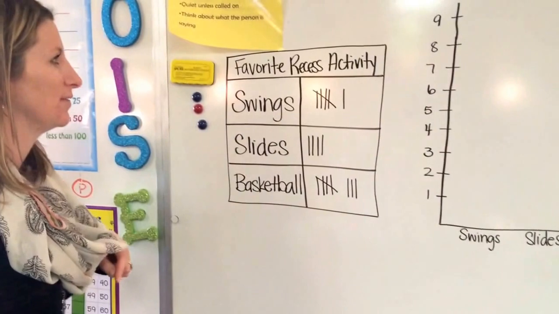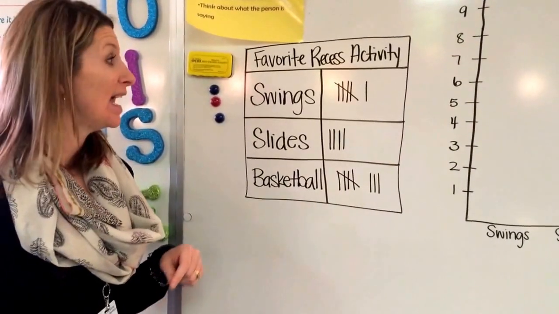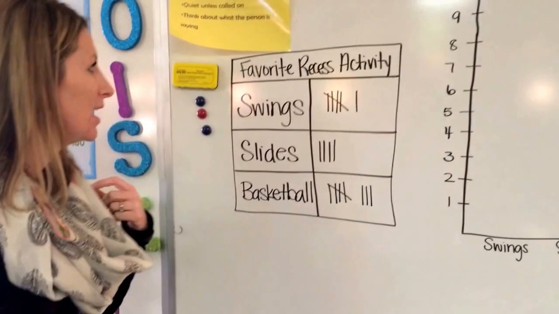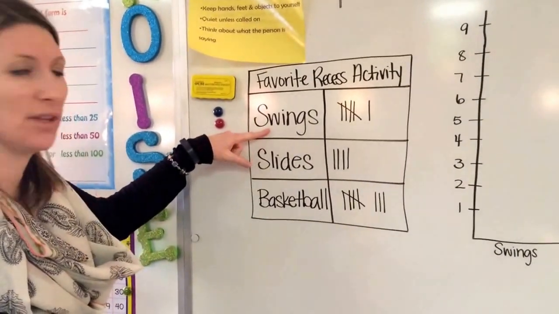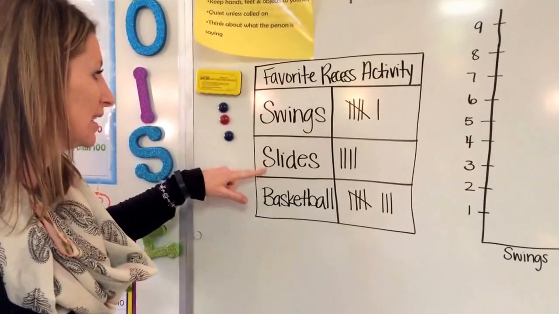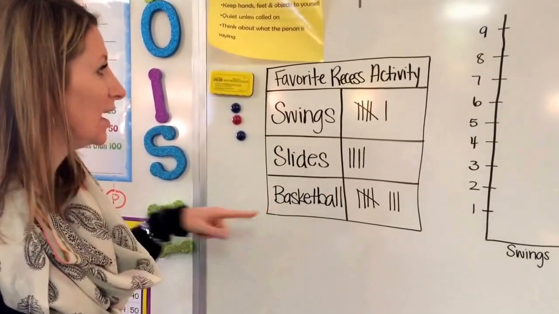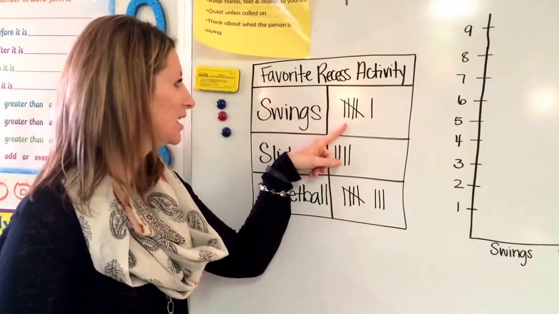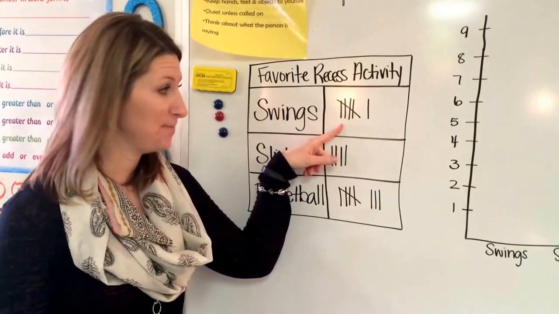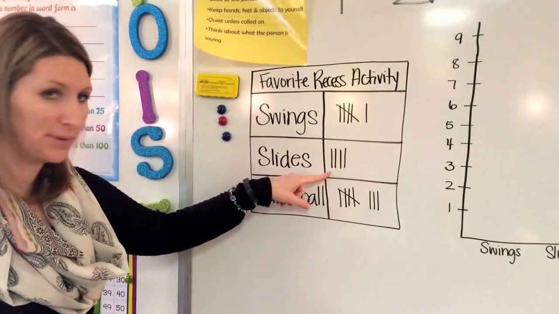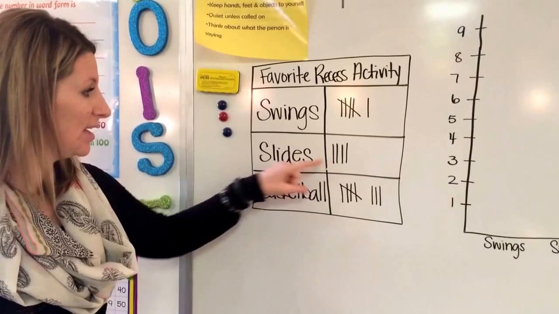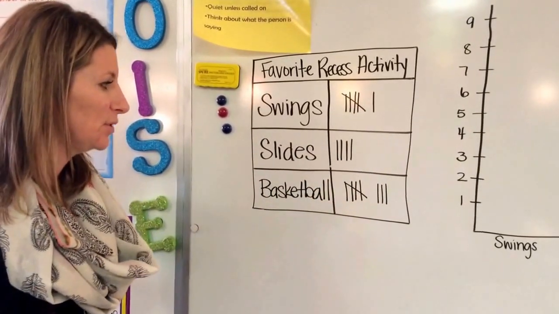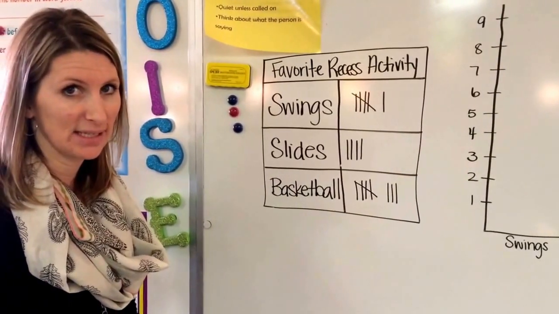I asked them what their favorite recess activity was, and then I made a tally chart out of that information. You can see that the three choices were swings, slides, or play basketball. Since I made a tally chart, I can easily see that 6 people told me that swings was their favorite recess activity. 4 people told me that they liked the slides. And 8 people, 5, 6, 7, 8 people told me that they like to play basketball at recess the best.